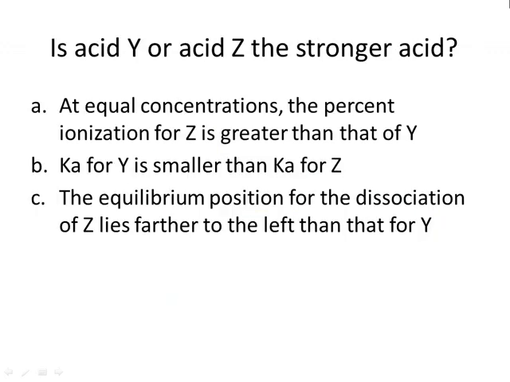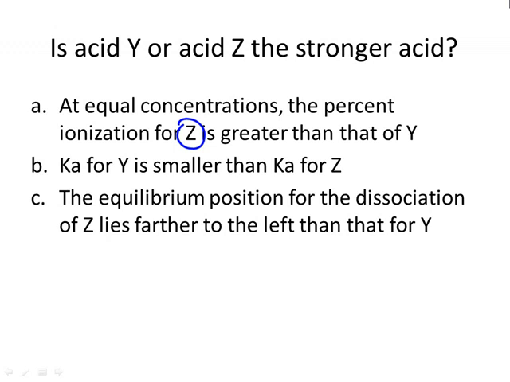Is acid Y or acid Z the stronger acid? At equal concentrations, the percent ionization for Z is greater than that of Y. So we know that the definition of a strong acid is it completely dissociates. So if something dissociates more than something else, that means it's a stronger acid. So if they both have the same concentrations and Z's percent ionization is greater, then Z is a stronger acid in that case.